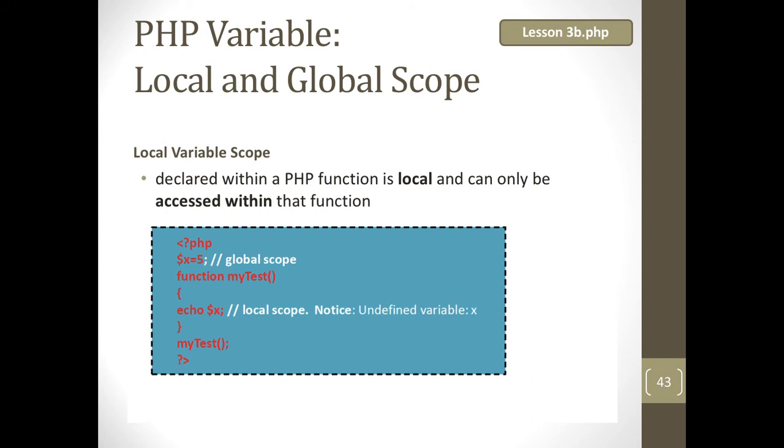Okay, this is the local and global scope of variables. A local variable scope is declared within the PHP function, is local, and can only be accessed within the function. So that's what we mean by local variables. So you see, this is a global variable. It means that you are putting it outside the function, and then you are dealing with local variables. That's the way to differentiate between local and global variables.